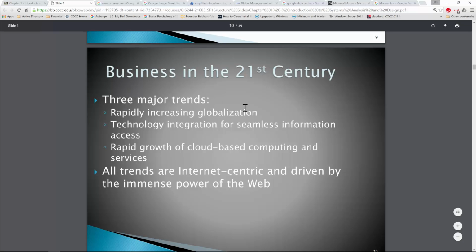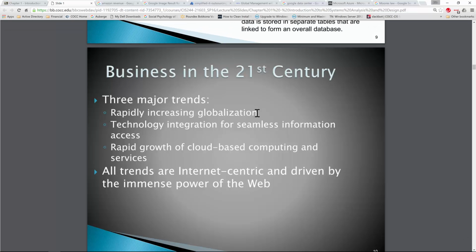3 major trends. So rapidly increasing globalization. Yeah, globalization. We can now purchase, we can interact with companies all over the world. We can do it immediately, utilizing the internet, utilizing voice over IP, enter into their systems. They can enter into ours. We can share data that benefits companies. Integration, seamless information access. Yeah, it's called the World Wide Web.